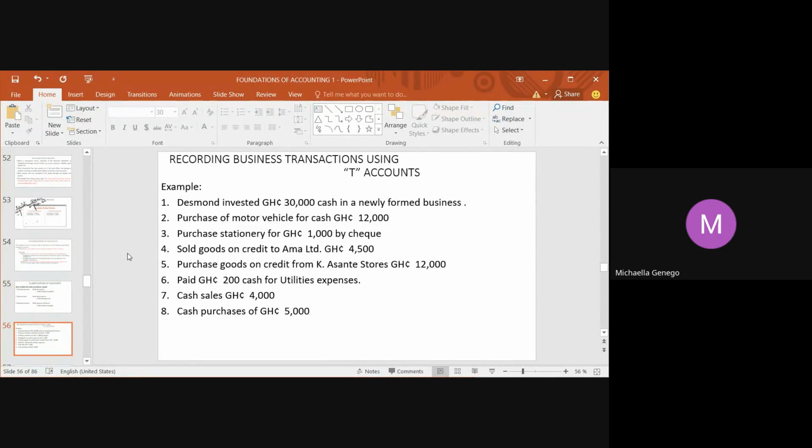So let's quickly look at this example, and then we move on from there. Recording transactions using an example. Desmond invested 30,000 Ghana cedis cash in a newly formed business. So what two accounts do you think we would be considering here? Anyone? Madam, please, capital. Capital, exactly. And why?